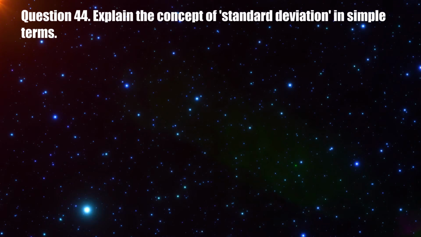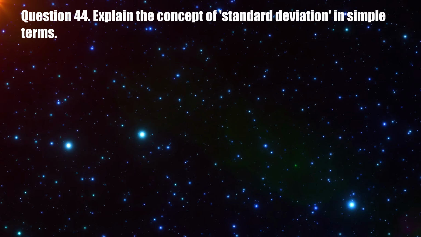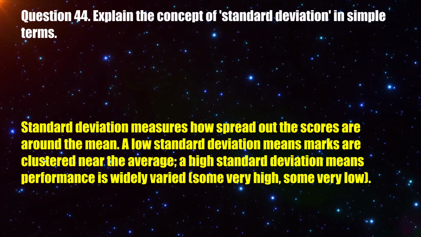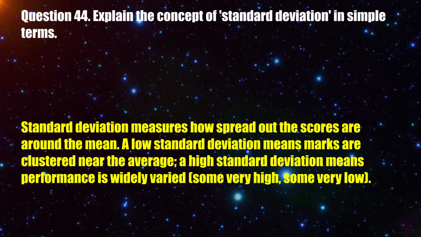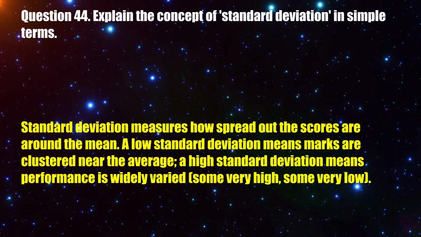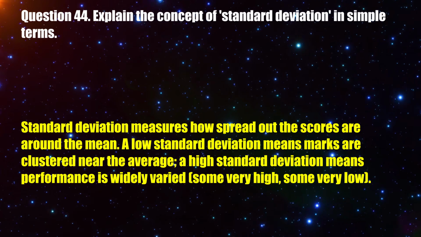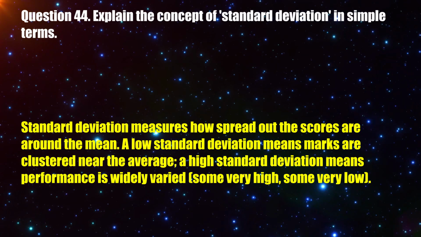Question 44. Explain the concept of standard deviation in simple terms. The answer is, standard deviation measures how spread out the scores are around the mean. A low standard deviation means marks are clustered near the average. A high standard deviation means performance is widely varied, some very high, some very low.